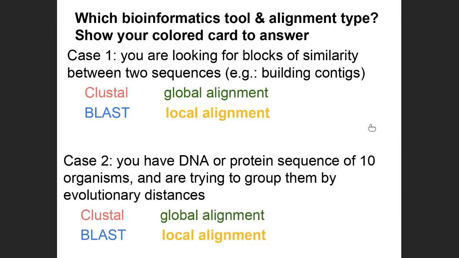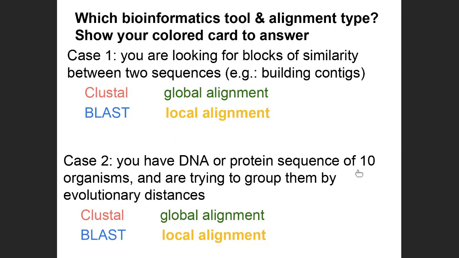Oh, very good. You guys are there. And yeah, good job. If you're looking at blocks of similarity, maybe we are aligning two reads and building a contig. That is what I would use. I use BLAST. You guys used BLAST 2, and BLAST, the L in BLAST is for local. Good. You can probably guess what the answer for the next one is.